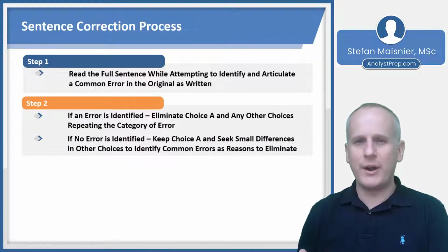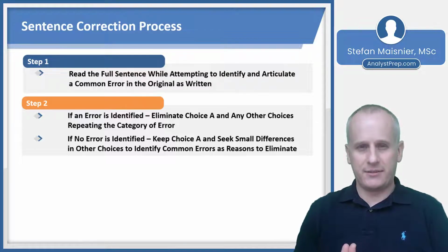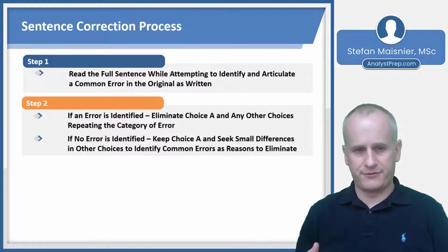But if no error is identified, you just keep choice A, but then seek small differences in the other choices to help identify those common errors that we're going to talk about as reasons to eliminate. So you'll just look for differences in pronouns and articles. You'll look for differences in verbs and verb tenses. You'll look for differences in comparisons and descriptors so that you can clearly determine specifically what the correct answer should be, again, as opposed to listening, quote unquote, for the error.